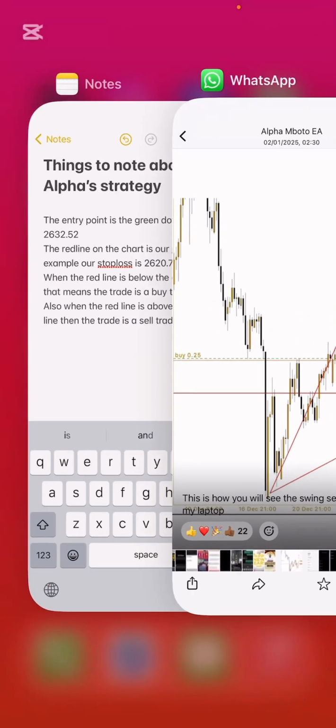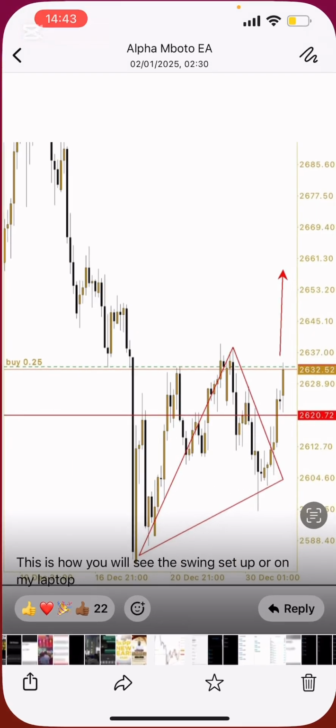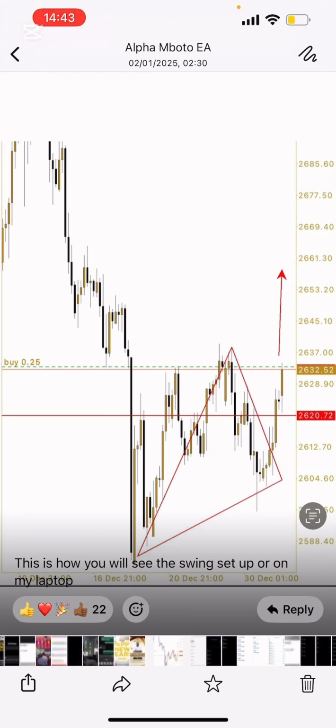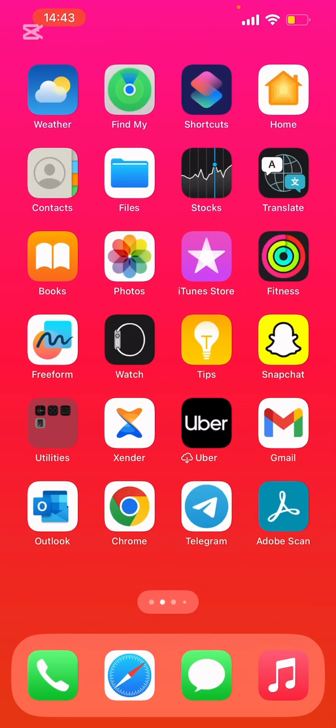Now, what he said is that it doesn't give a TP. So you are the one to set your TP, right? Once you see your entry point, the next thing you want to do is give a TP of your choice. And how do you do that? You do that by checking 2632, right? If I personally want to make my TP 50 pips, how do I do that? Let's go to a calculator.